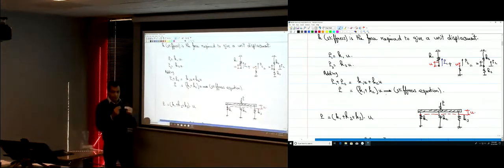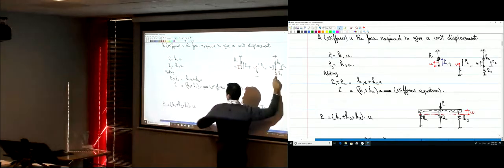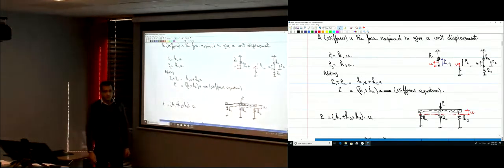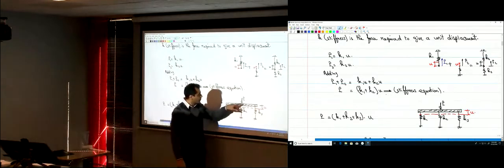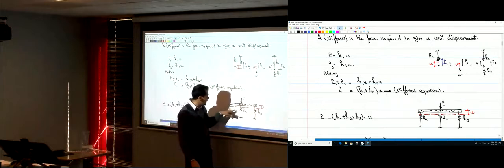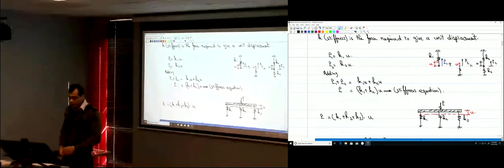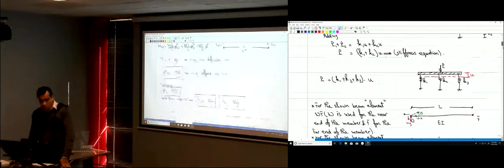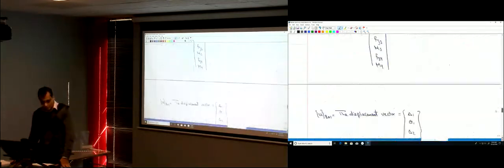If there are two members contributing to the stiffness or the motion of that point, this node is connected to this member and this member, so I just have to add the stiffness coefficients. If I had three here, P is equal to KU, and K is the summation of those three Ks. This is what we learned last time. So you just add all the contributions that come from any member connected to that node.